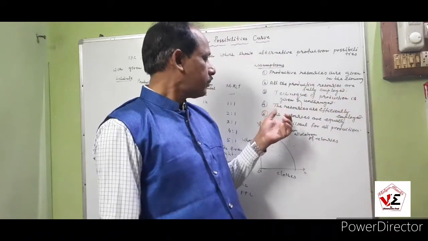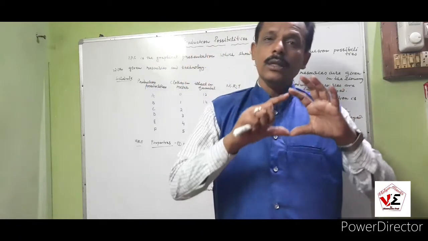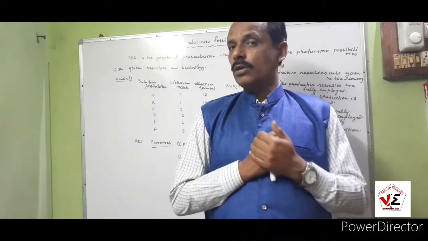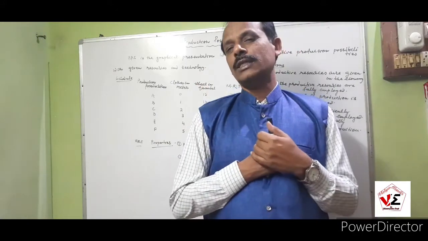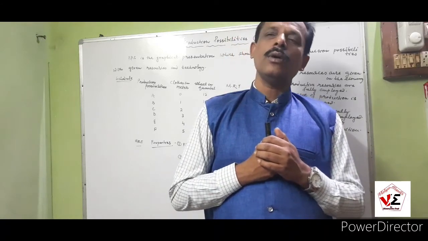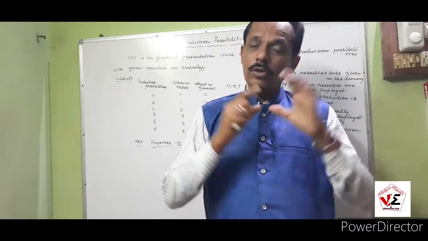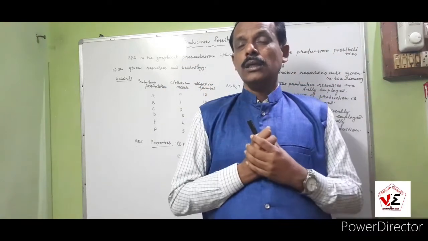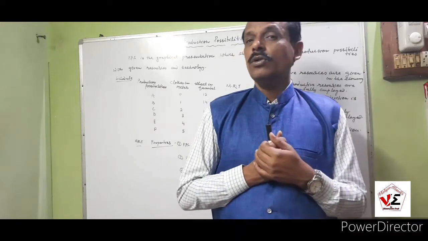Next one, the resources are equally efficient for all production. That means while we are going through the production, the resources utilized are homogeneous, that is equally efficient. Suppose take the case of labor. Labor for production of cloth and labor for production of wheat must be equally productive. We cannot make any distinction between them.